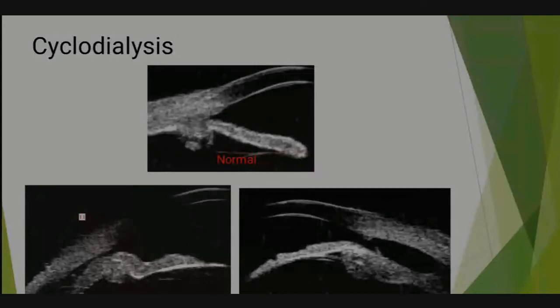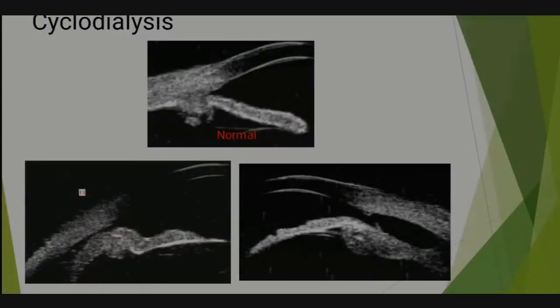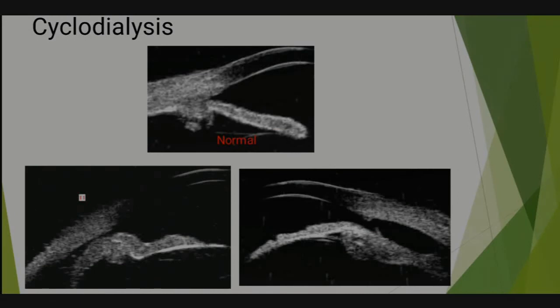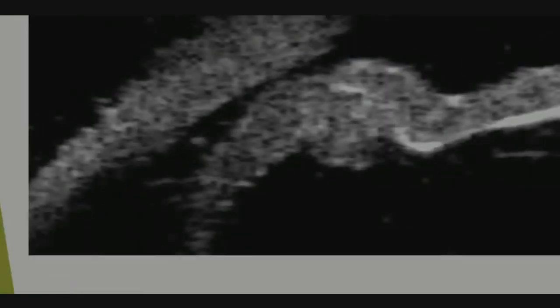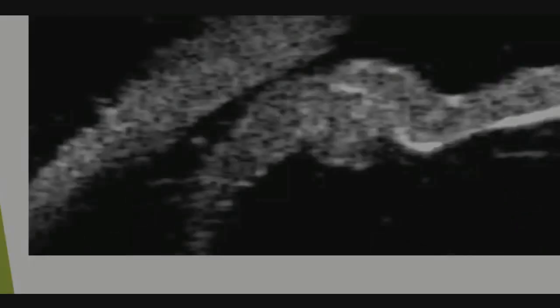Next is cyclodialysis. Nothing here yet. I told you about the effusion, right? So in this image, you see this is the effusion. I told you, right? Accumulation of fluid in between the sclera and the choroid. So this is the effusion. You can see the gap between the choroid and the sclera.